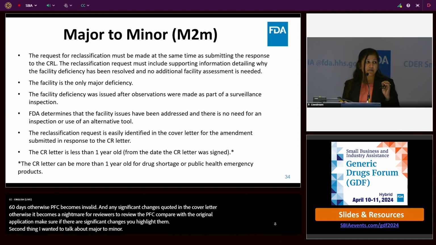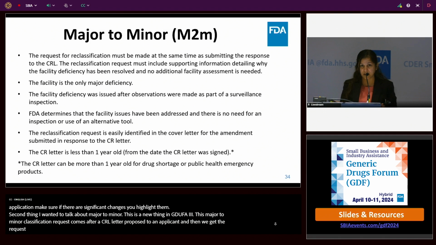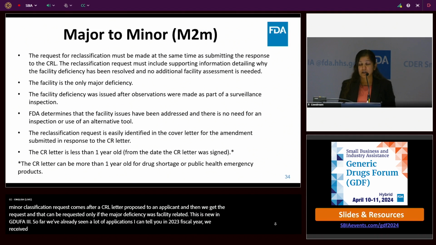So this major to minor classification request comes after the CR letter goes to the applicant, like you guys, and then we get the request. That can be requested only if the major deficiency was facility related. This is new in GDUFA 3. So far, we have already seen a lot of applications. I can tell you in the 2023 fiscal year, we received almost 61 major to minor classification requests.